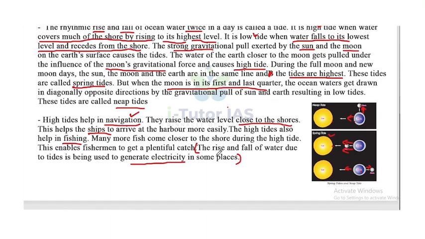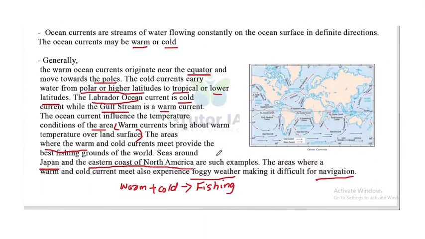And the last one is ocean currents. Generally there are two types of currents: warm and cold. For example, the Labrador ocean current is a cold current and the Gulf Stream is a warm current. So that's all about this chapter.